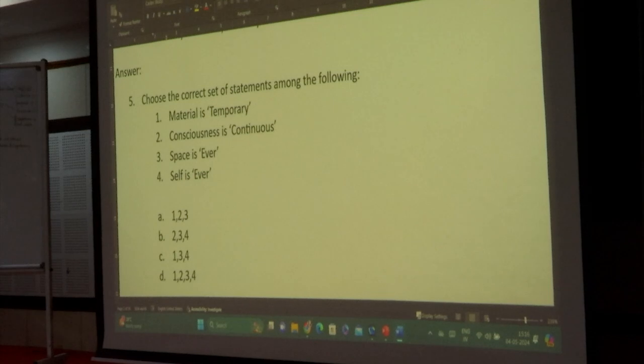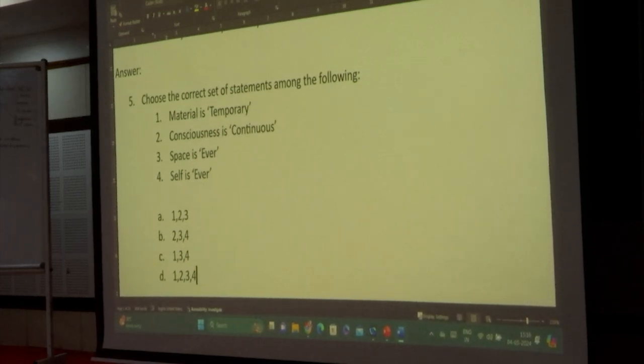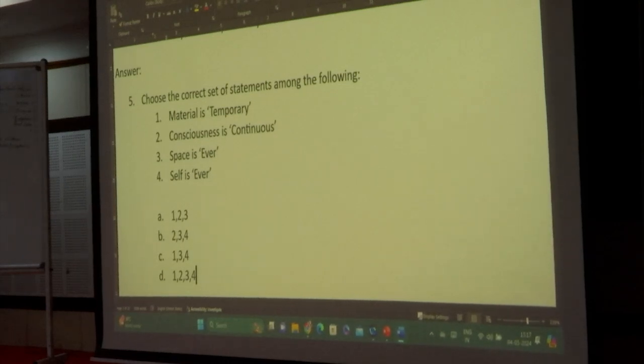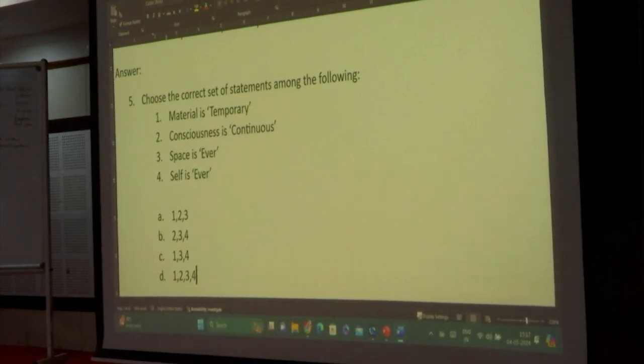Consciousness is continuous. What is right? Ever. Consciousness is continuous. Continuous is ever. Both is end. Self is ever. 1, 2, 3, Bhaiya. Only in a doubt. So material is temporary? Yes. Consciousness is continuous? Yes. Space is ever? Yes. Self is ever? No. No. Self is continuous, not continuous, ever.